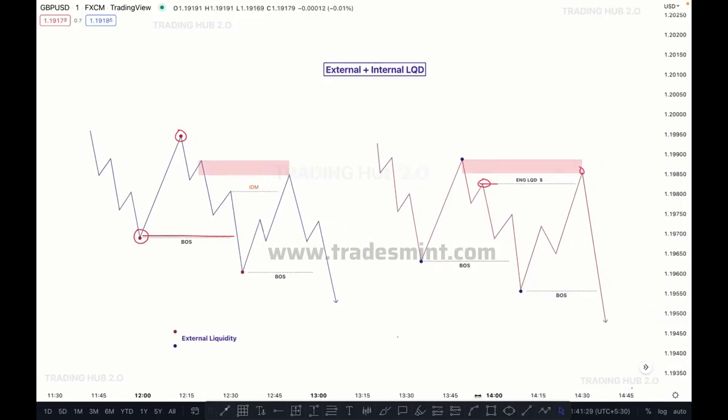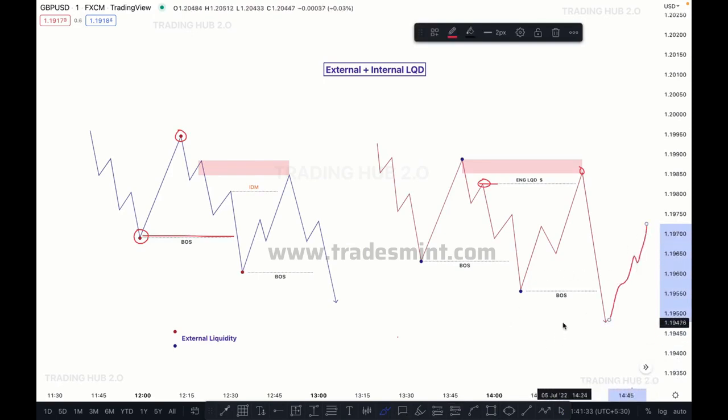After taking out the external liquidity, the market takes a pullback, because external liquidity works as fuel for the market to push up or push down. You can say in a simple way it is a retest, but no, this is actually a pullback. Then the market pushes higher and then again pushes downside.